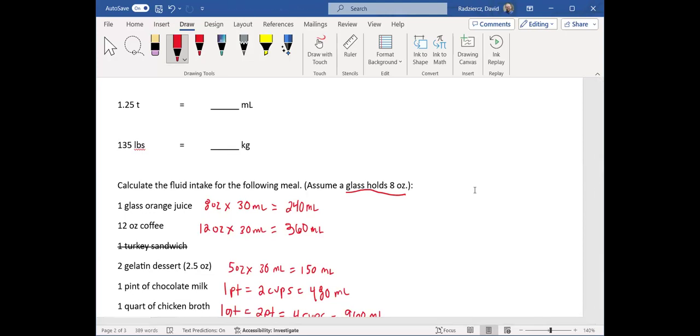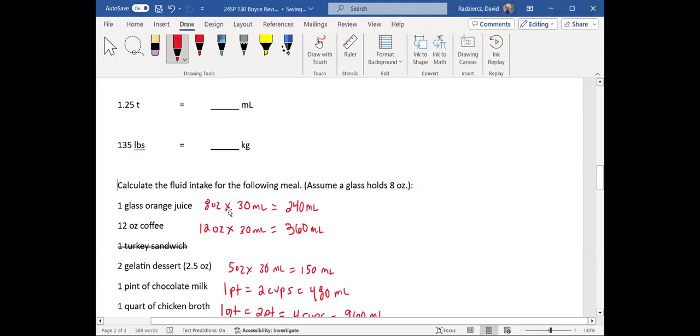Just remember your conversions, right? A teaspoon is 5 ml, a tablespoon is 15 ml. Converting pounds to kilograms, 1 kilogram is 2.2 pounds. So keep that in mind. If you've only memorized one thing, anytime I'm converting pounds to kilograms, I just divide by 2.2. That is correct. That's exactly what you're supposed to be doing.